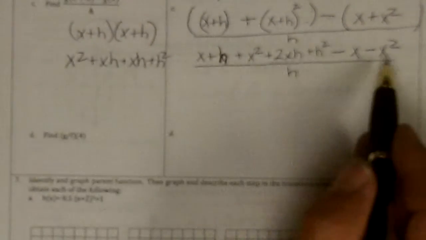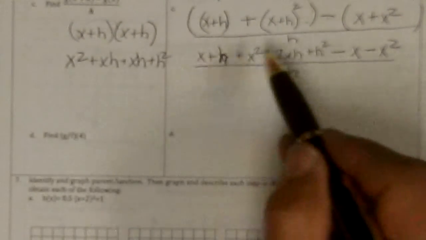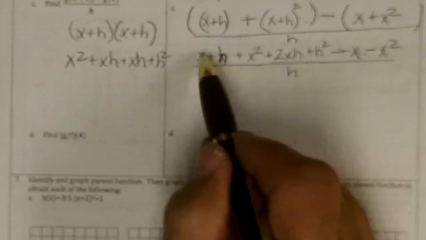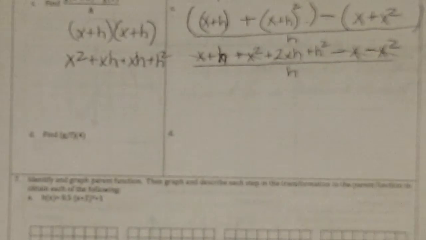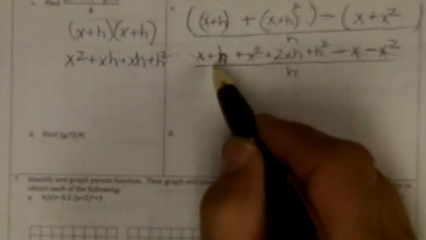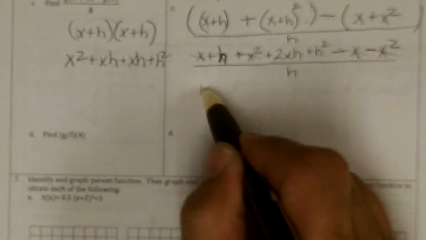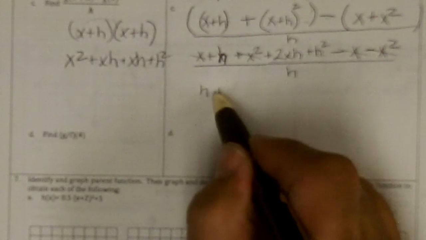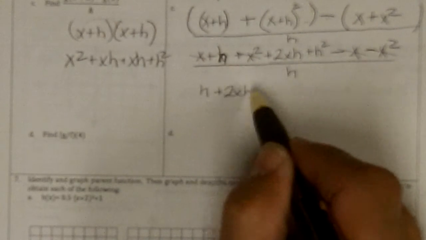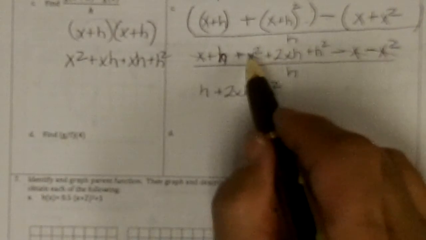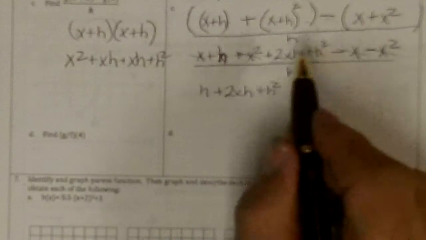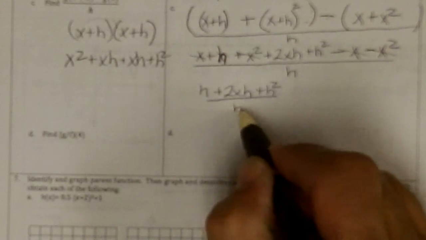Now some of you got in a hurry and started canceling, boom, boom, smash. We take care of combining like terms first. An x and a minus x add up to be no x's. An x squared and a minus x squared add up to be no x squareds, and so then I have left an h plus 2xh plus an h squared. All of this and these two are gone, and that's over h.